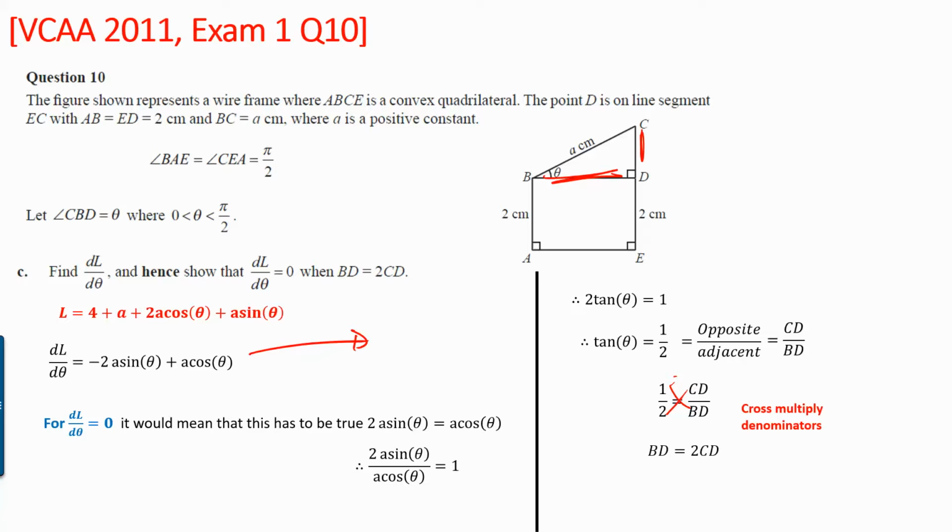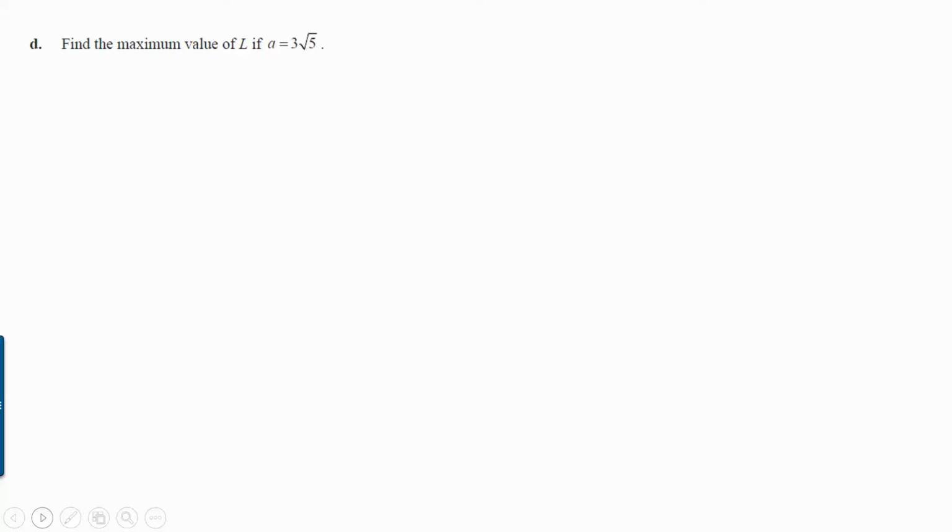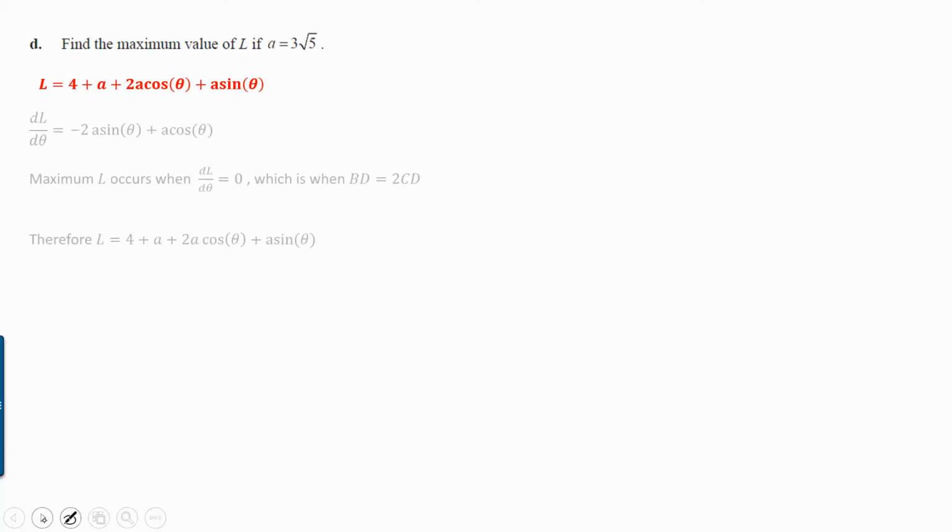All right, very cool. I'll have a look at that and I'll confirm that with you. Now, the last one was find the maximum value of L. You've got the equation for your length, and they're telling you what A would equal. It goes back to that triangle again. You've got your derivative.